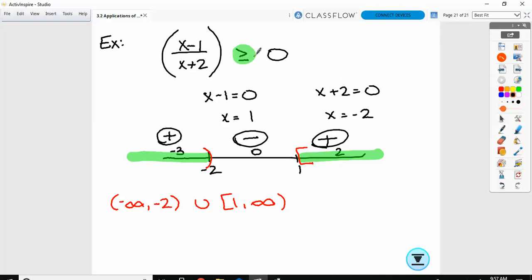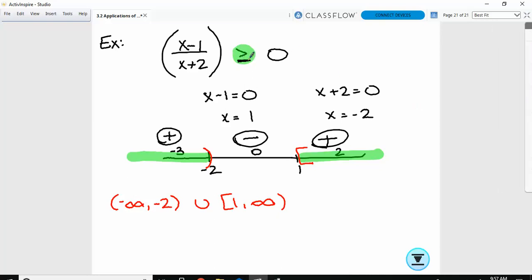Still not equal to means bracket, but they can't both have it, because when I look at this original, x can't be negative 2, because it gives a 0 on the bottom. So the negative 2 still gets parentheses, but the 1 will get a bracket. Other questions?